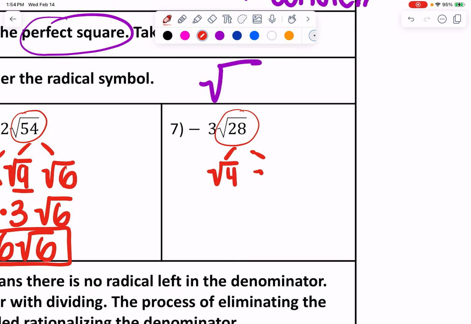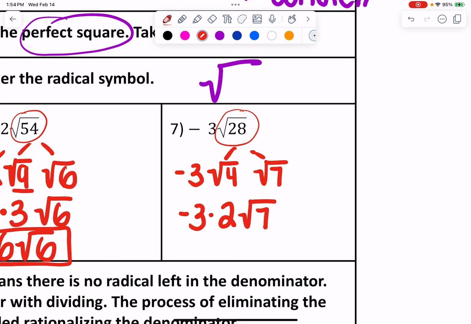So this breaks down to square root of 4 times square root of 7, and you still have that negative 3 out front. Okay. So then from there, you're taking the square root of 4, which is just 2, and multiplying it by a negative 3. And so what you would have is negative 3 times 2 is negative 6, and you're left over with the square root of 7. This would be fully simplified. Okay. So that's what we're doing.